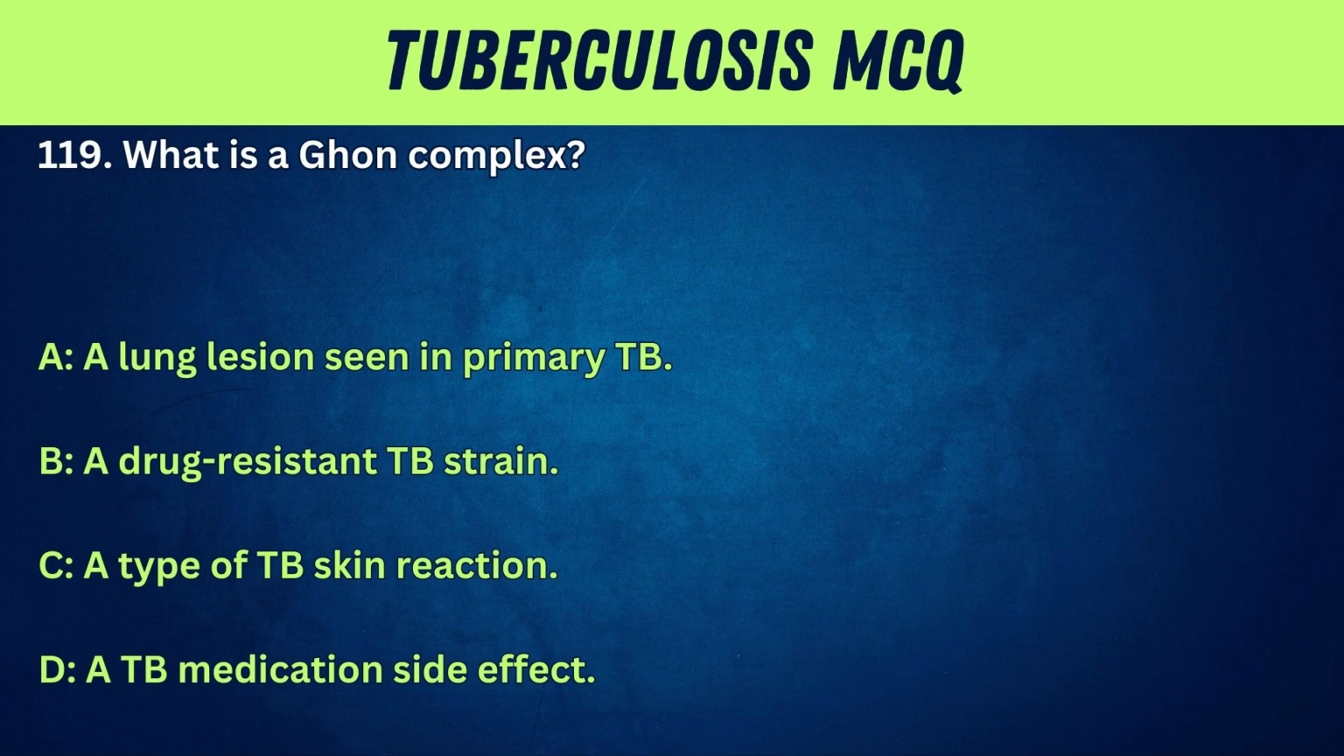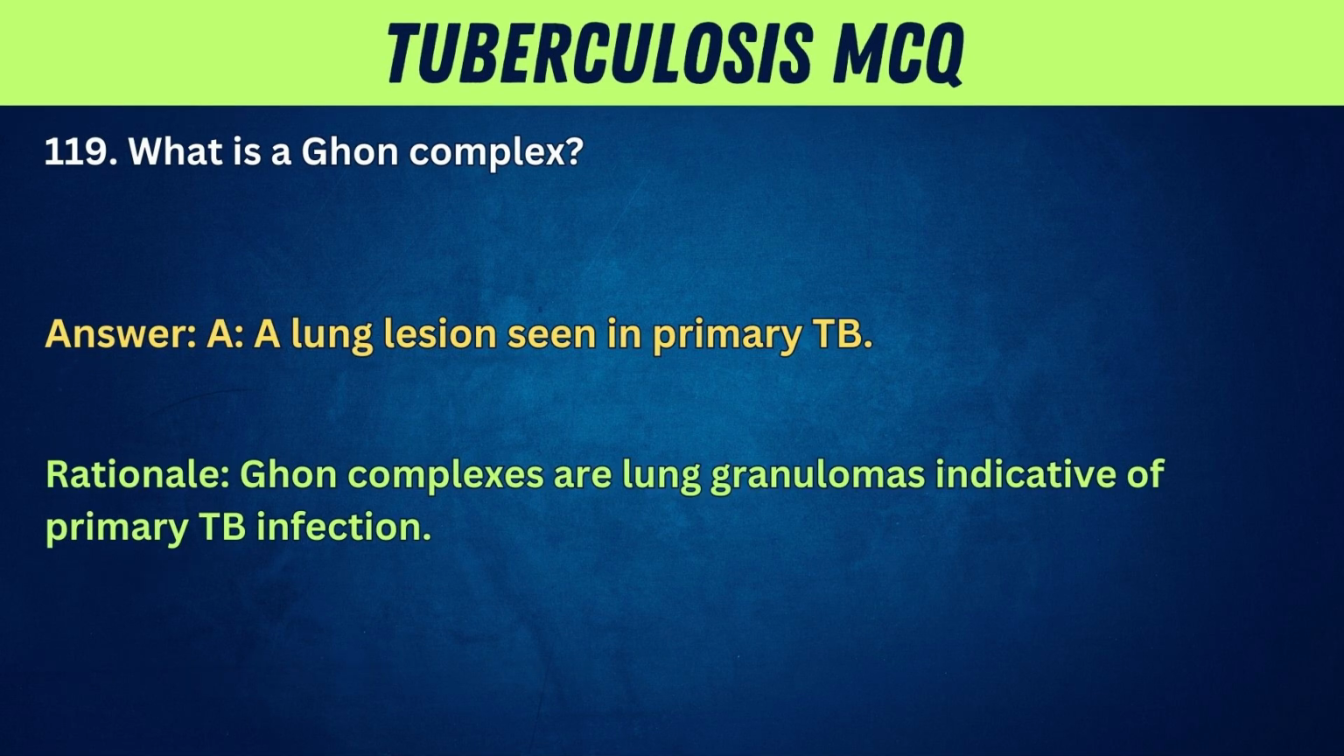119. What is a Ghon complex? A. A lung lesion seen in primary TB. B. A drug-resistant TB strain. C. A type of TB skin reaction. D. A TB medication side effect. Answer: A. A lung lesion seen in primary TB. Rationale: Ghon complexes are lung granulomas indicative of primary TB infection.